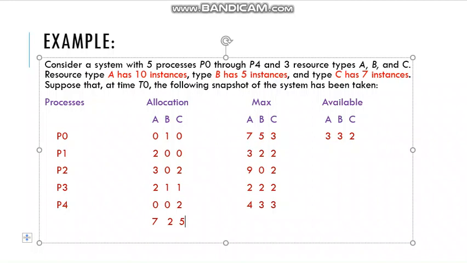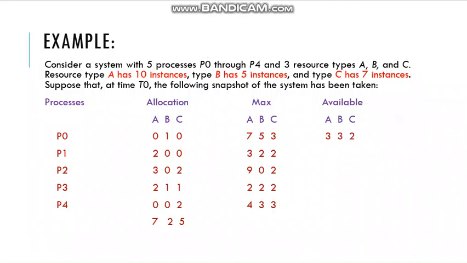The maximum for A is 10, so 10 minus 7 is 3. B is a maximum of 5, but how much is allocated? 2. So available is 3. Then for C, 2 plus 1 plus 2 is 5, but the maximum is 7, so 7 minus 5 is 2. So this much is available.